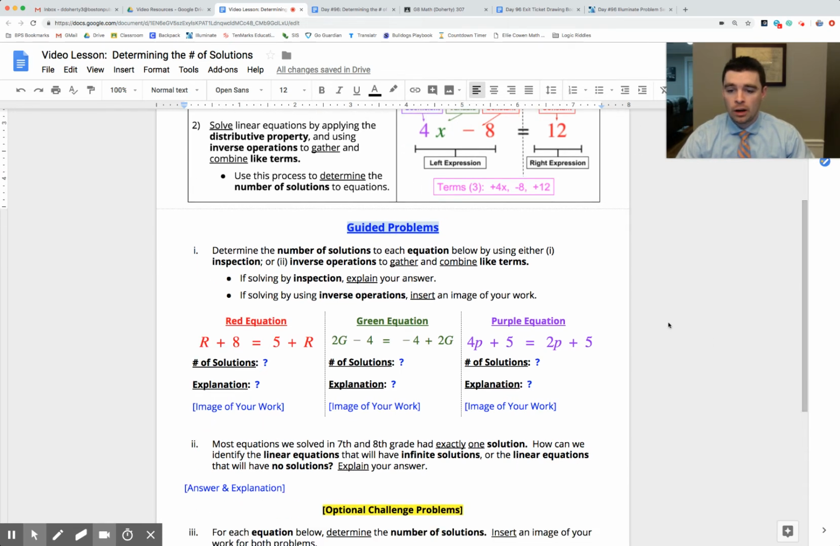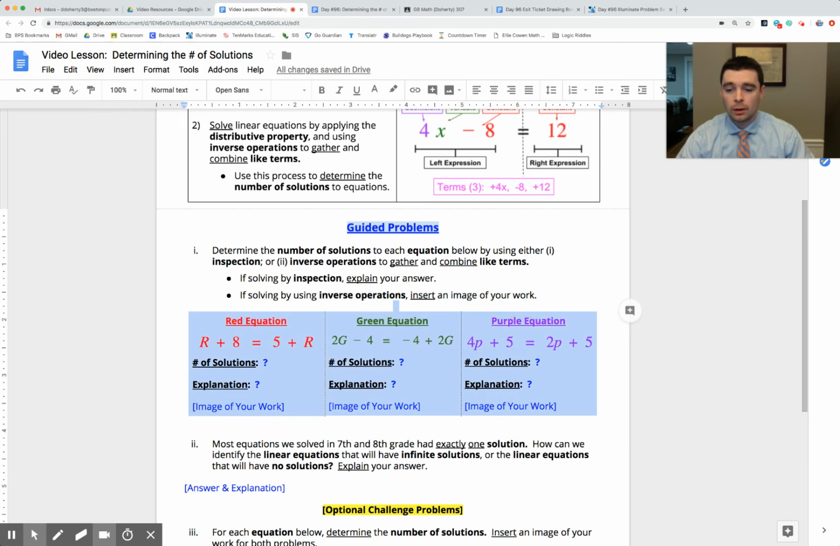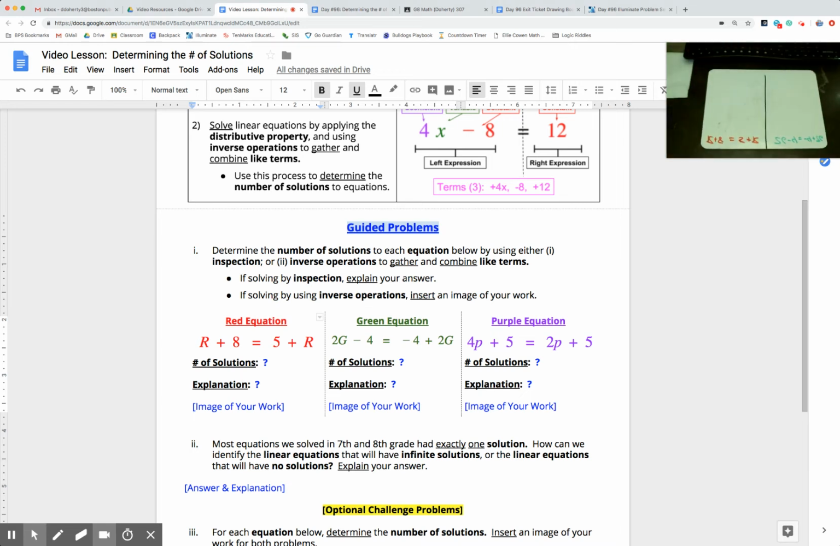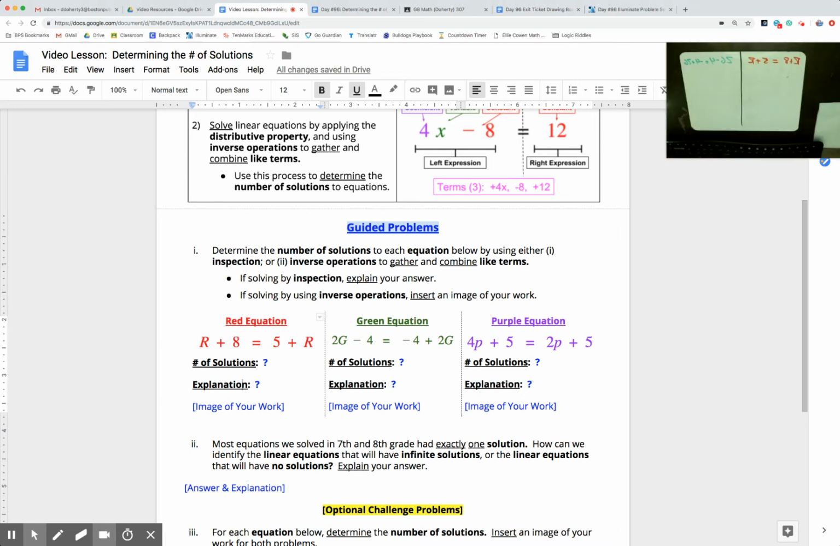So go ahead, pause this video, and for the red equation, green equation, and purple equation, try to figure out the number of solutions. And if you do that out on a whiteboard, insert images of your work. If you figure it out by inspection, you're just going to write a quick explanation instead of inserting an image of your work. As you're working that out and the video's paused, I'm switching to my whiteboard. And now you're coming back. Hopefully you figured some of this out on your own. We'll talk you through what I see.